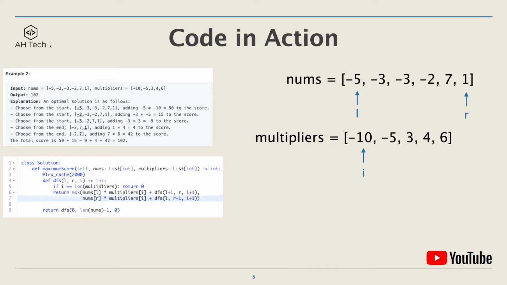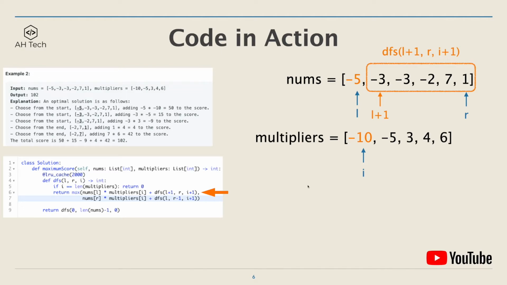Here we'll be looking at example 2. And here's the nums and multipliers array. And the left and right pointer will point to the first and last element in the nums array at the beginning. Now we will have two choices. The first choice is to pick the leftmost element from nums, multiply it by the element in multipliers, and add it into score. So the next subproblem of DFS will be L moving to the next element, which is L plus 1. So it will be DFS(L plus 1, R, and i plus 1).